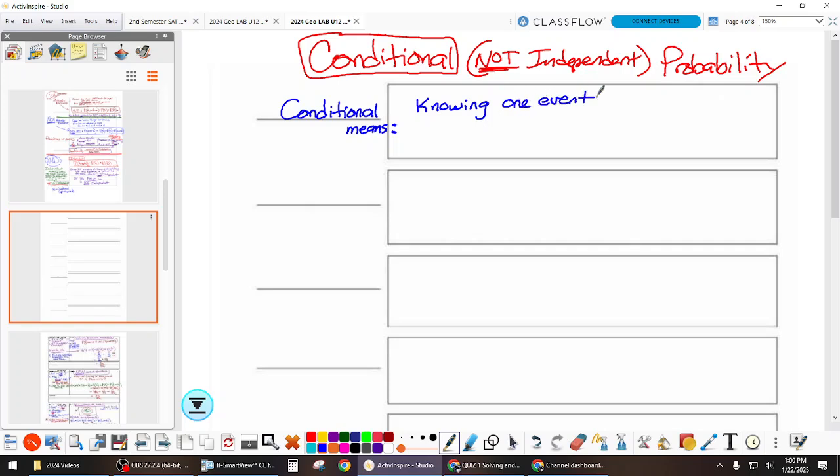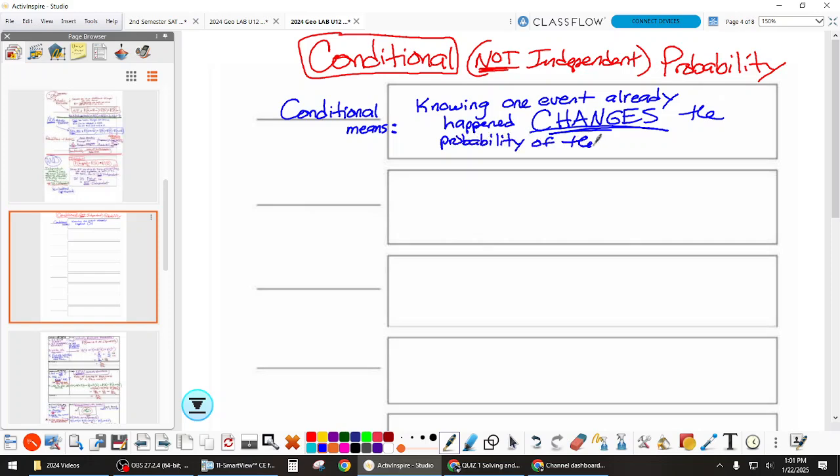Are you guys doing okay with the word event? Meaning anything we're interested in, right? It's not like a concert. Are we good on that? Okay. So conditional means knowing one event already happened. And here's the big idea. That changes the probability of the next event.